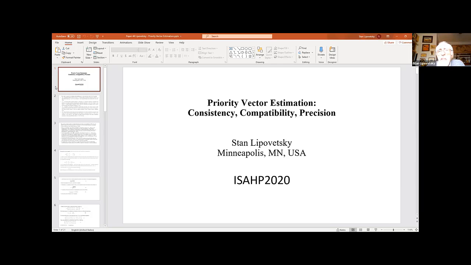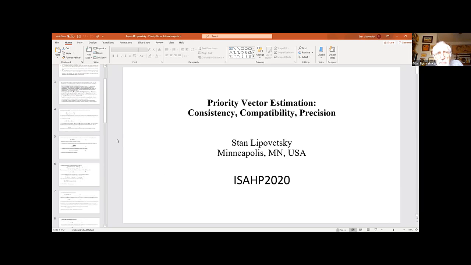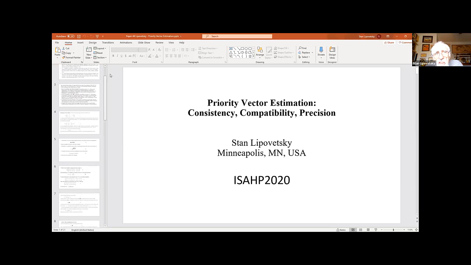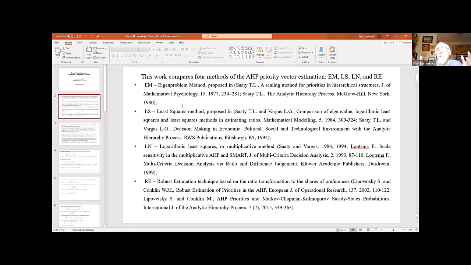In this work, I wanted to answer a general question: which solutions are better in any sense? If we have several ways to estimate priority vectors, how do we judge what makes more sense, what to apply, and on what it depends.